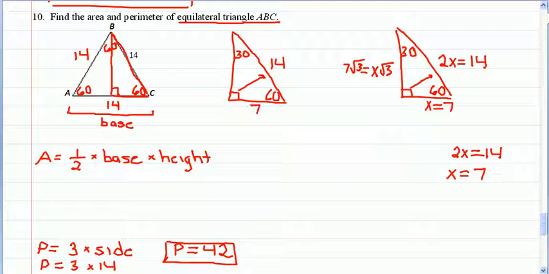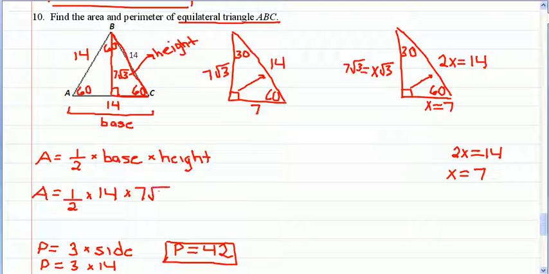and if I match it up, I have this length as 7 root 3. And that 7 root 3 is my height. So now I have all the values that I need to find the area. So area is 1/2 times the base, which is 14, and then times the height is 7 root 3.